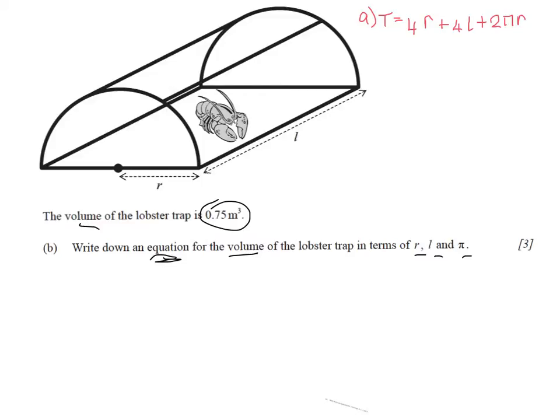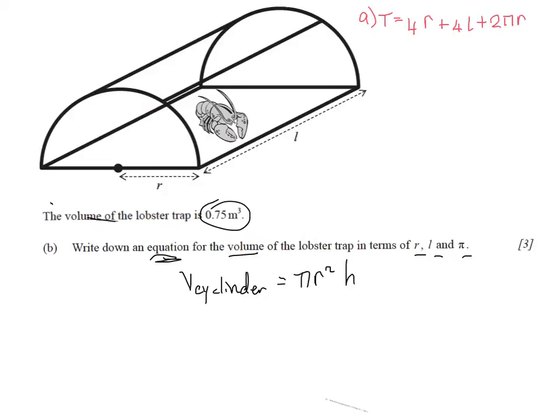If I had a bottom part here, that would make it a whole cylinder. But that's not what it is. It's half a cylinder. So what is the volume of a whole cylinder? First of all, you might want to look at your formula sheet if you don't remember, and you'll see that the volume of an entire cylinder is equal to pi r squared times h.